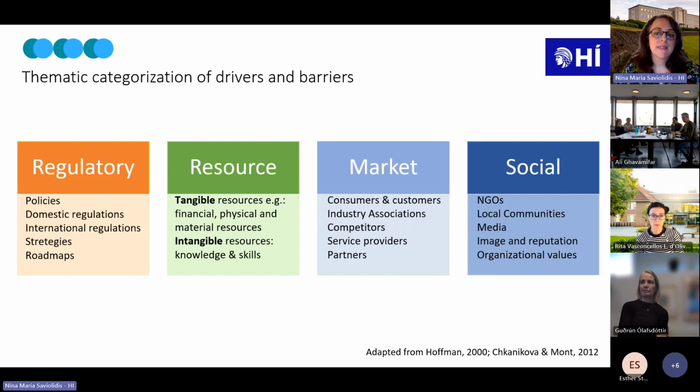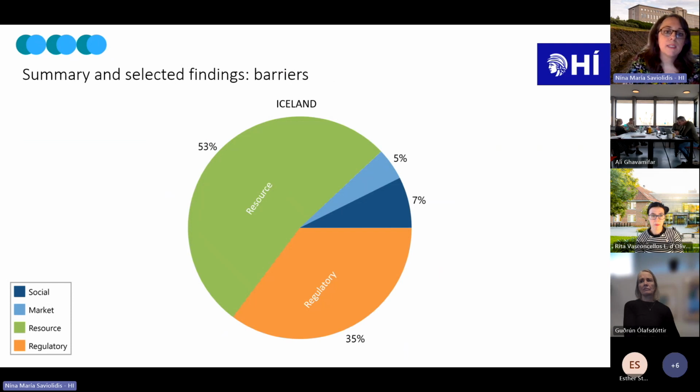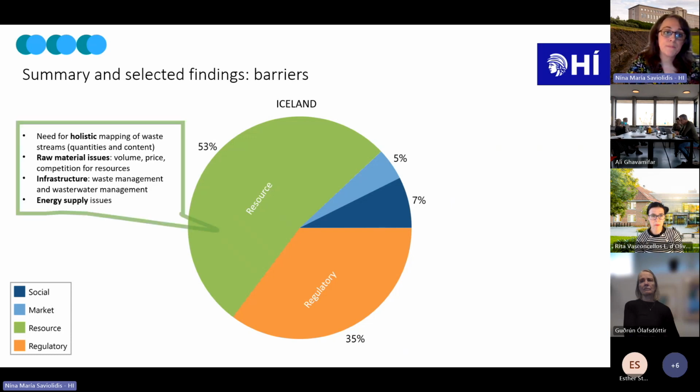And we categorized these interviews and the data from the interviews into these 4 general categories: regulatory, resource issues, market, and social. And I'll just talk very briefly about regulatory and resource issues, because that's what we're focusing on right now. And these are some of the data from Iceland, for example. You can see that these 2 categories dominate the conversations we had with the industry.